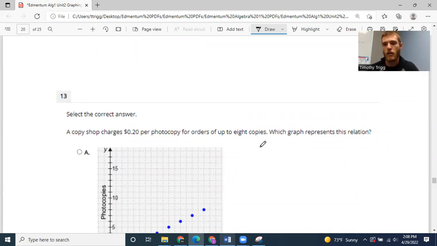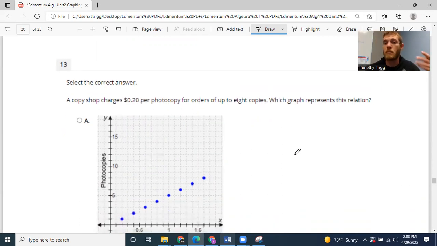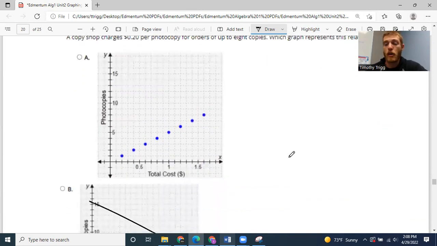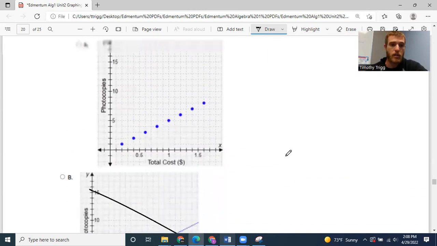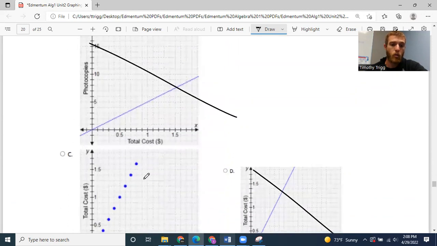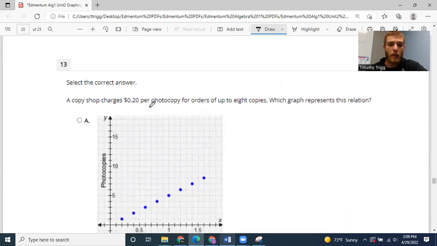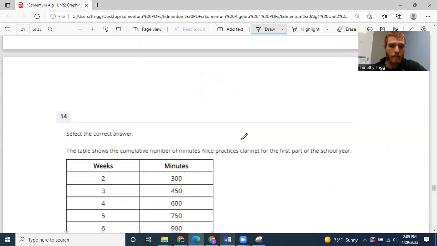You can't photocopy 1.25 pages, right? So it should be discrete, your two variables are both discrete in this case. So it's going to be either A or C. I want you to think about 20 cents per photocopy. See if you can figure out which of those graphs shows that.